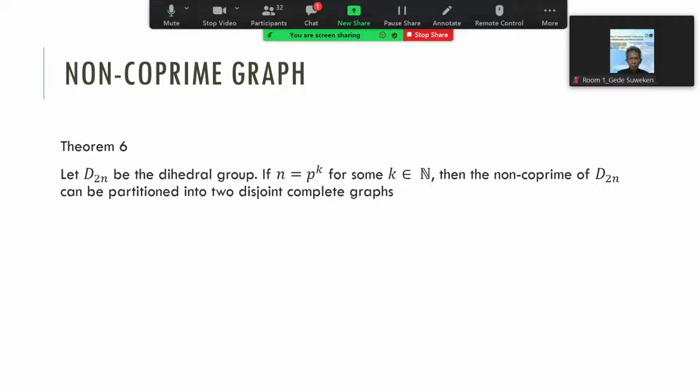The proof is simple because we don't have identity. Like in the coprime graph, we have two partitions without identity. The first one is the vertices with order 2, and the other is the partition with vertices with order p or p to the power of something.